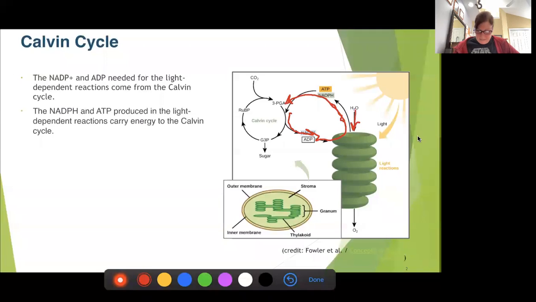The same with ADP. We're going to use our energy here. We're going to take our empty ADP, fill it back up. And again, this is an anabolic reaction or endergonic, meaning it needs energy. And so we're going to get that energy from the light reaction.